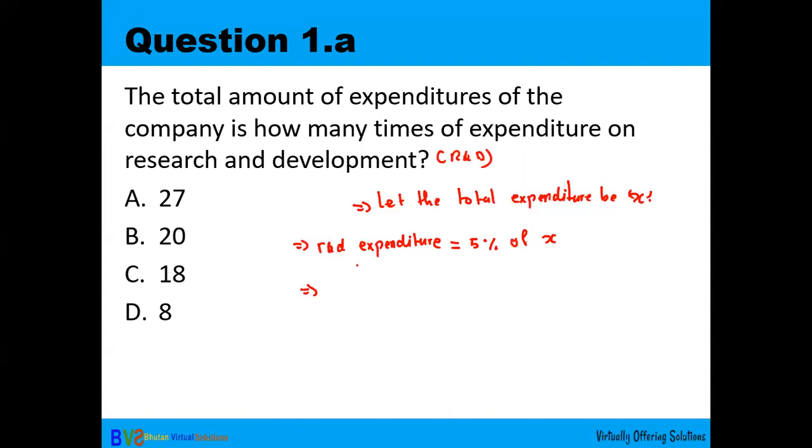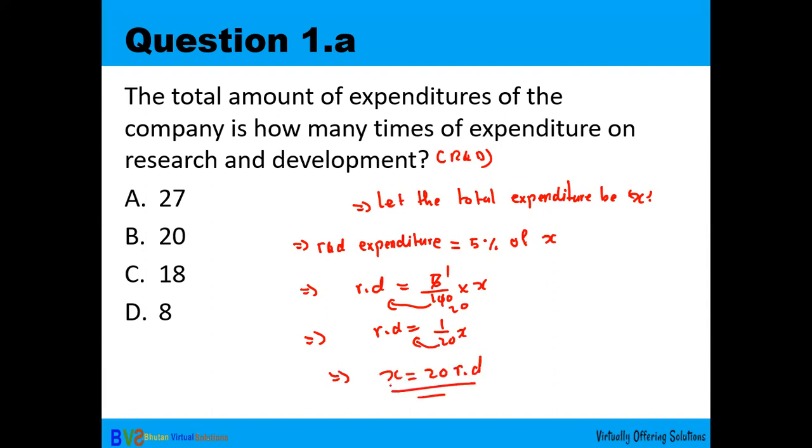Now this R&D expenditure equals 5%. You convert it into a fraction of X, 5 by 100 times X. Now you bring this 5 by 100 to the other side. Let me first simplify this: 5 on 5 is 20, so 1 by 20 X. You bring this 20 to the other side, so X equals 20 of R&D.